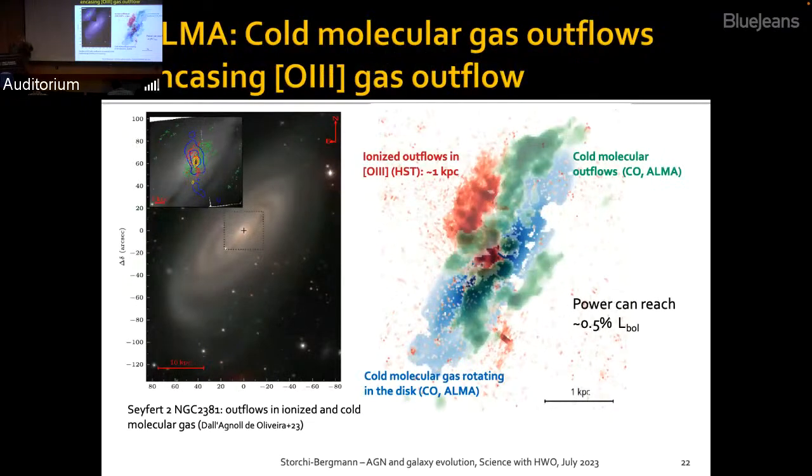This is something that we did also with ALMA, and we did find some cold molecular gas outflows. So these are observations with ALMA of a nearby Seyfert galaxy, and this is the ionized gas emission, like a cone leaving the plane of the galaxy. This is molecular gas rotating in the plane. And the green is molecular gas that is not in the plane, that is outflowing. So we do see outflowing molecular gas surrounding the ionized gas in this source.